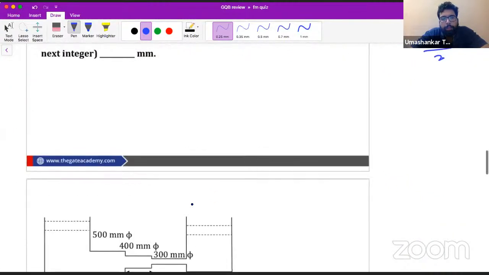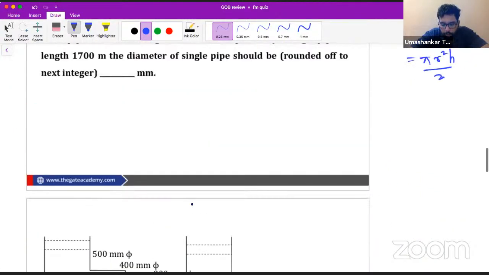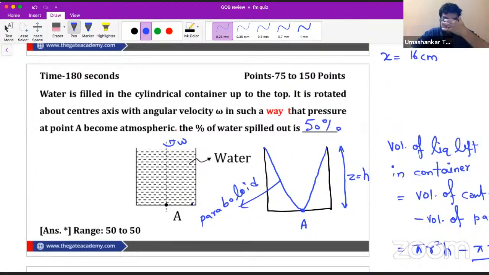Now moving to this third question. All of you understood this question, the second one? Please answer me. Is this clear to everyone? Up to this point it is clear. Now can we move to the third question?